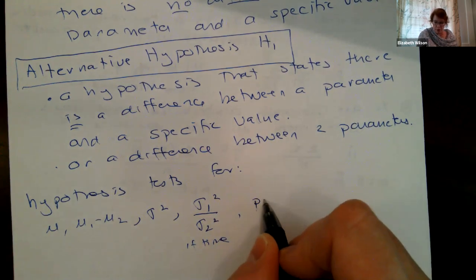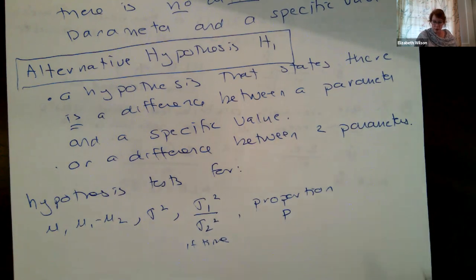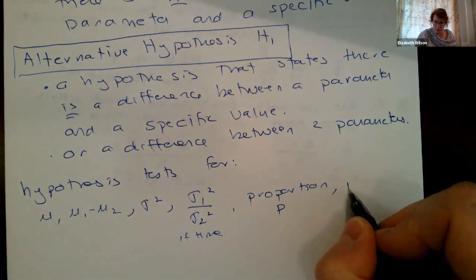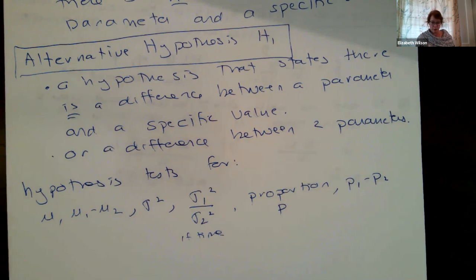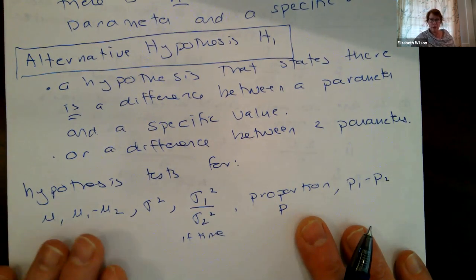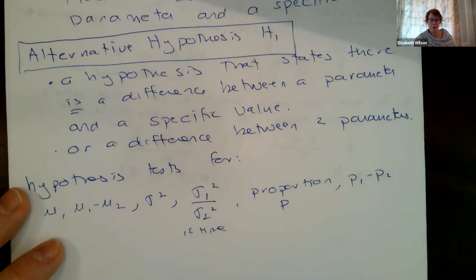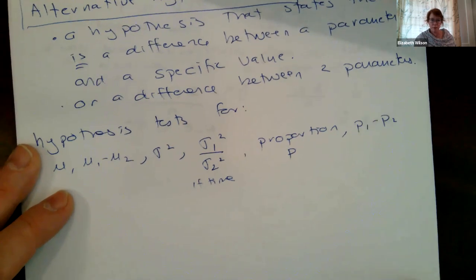We're going to look at proportions. So our P, okay, we're going to use that as the basis, and we're also going to look at the difference in two proportions, right? So the mean and the proportion, these are similar ideas, right? One's continuous, one's discrete, okay?